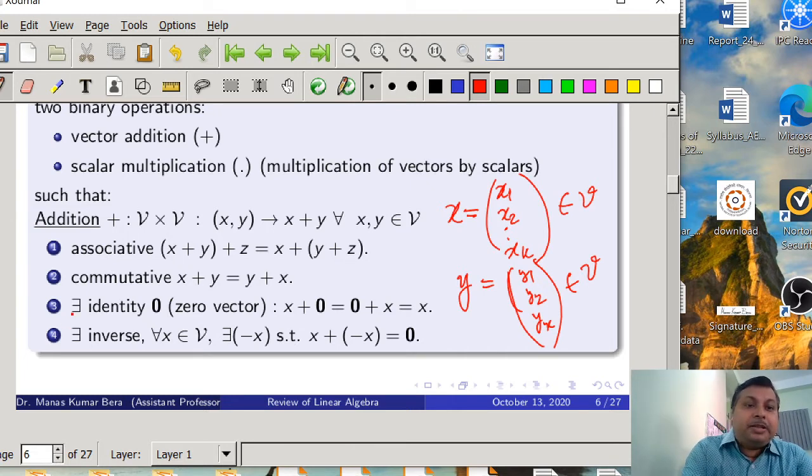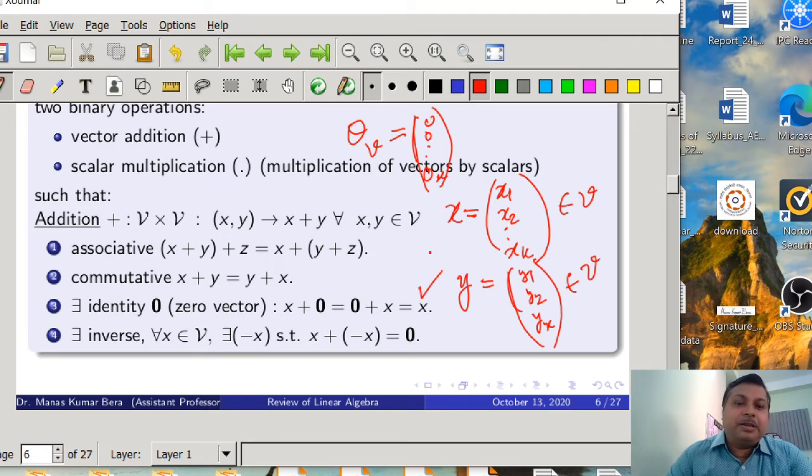Similarly, there exists an identity 0 vector, which is sometimes indicated by theta V. Here we have k number of components. If you add this 0 vector to the vector x, you get the vector x in return. And there exists an inverse: for every vector x belonging to V, there exists minus x such that x plus minus x results in the 0 vector, theta V.